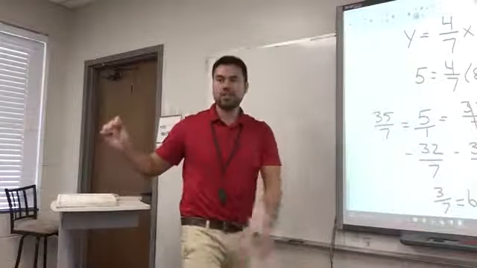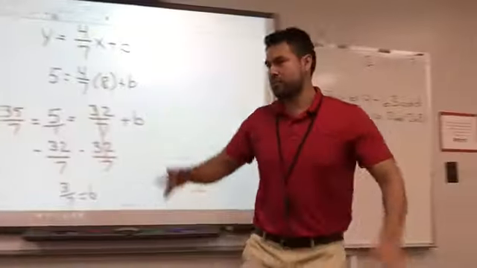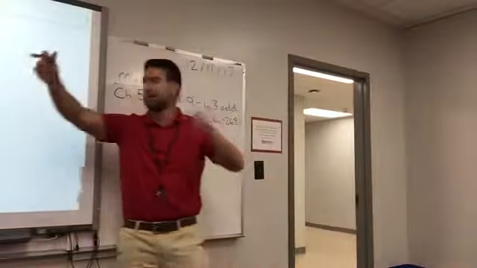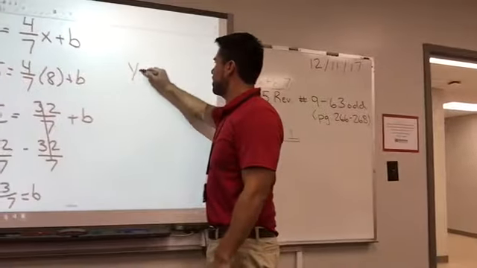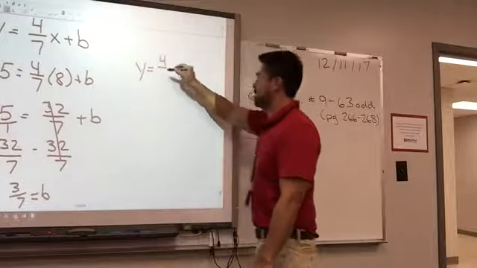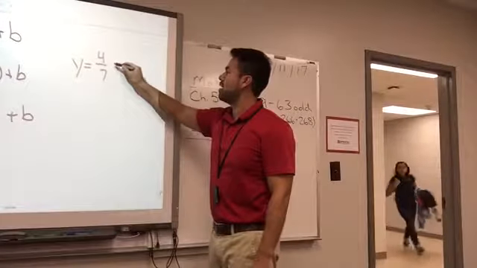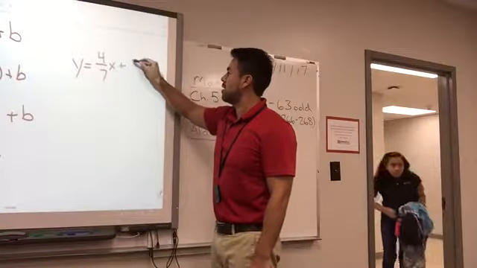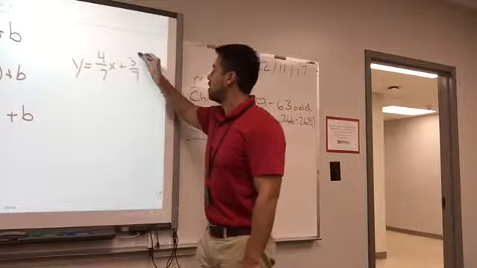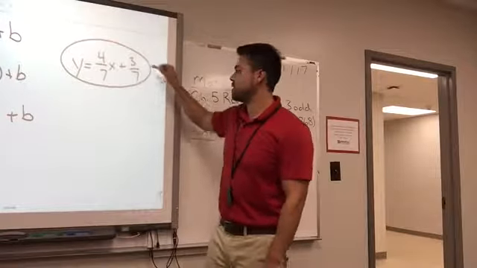So what's the equation, the final answer, in y equals mx plus b form? Y equals 4/7 x plus 3/7. Yeah, that's your equation. That's it right there.